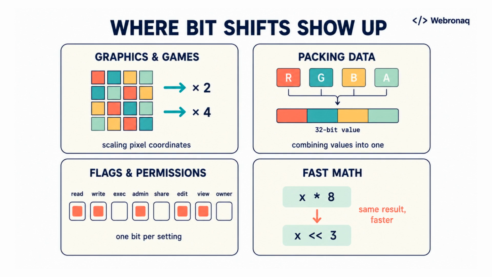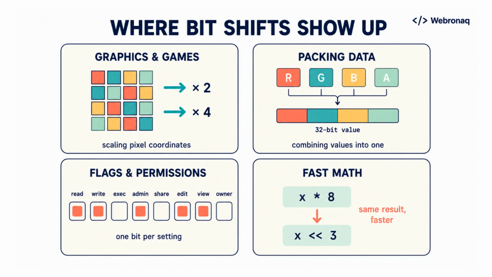So where does this actually show up in real software? Everywhere, honestly. Top left, graphics and game engines use bit shifts to scale coordinates. When a game doubles a sprite's size or moves objects across a pixel grid, multiplying by powers of 2 with shifts is faster than calling a multiplication instruction. Top right, packing data. When you store a color in an image, the red, green, blue, and alpha channels each take 8 bits, and they get packed into a single 32-bit number using left shifts. The same Photoshop file you open on your laptop is full of pixel data packed exactly like this.